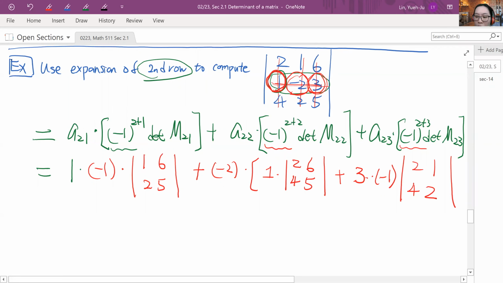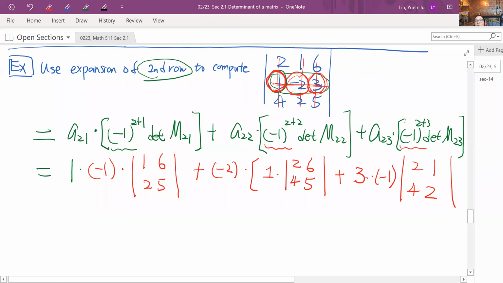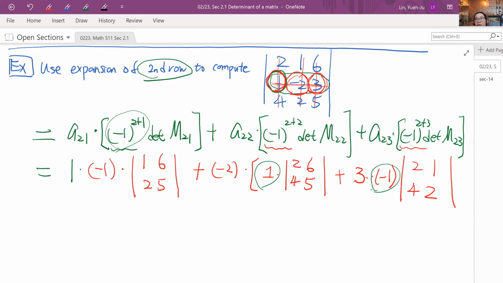So now, before we calculate it, I want to point out the alternating sign pattern here. You can see that in this case, it's going to be minus, plus, and minus. Back then, if we do the first row, it's plus, minus, plus. If it's the second row, it's minus, plus, minus. I'm going to show you in a minute how we directly memorize the pattern. But first, let's finish the calculation here.